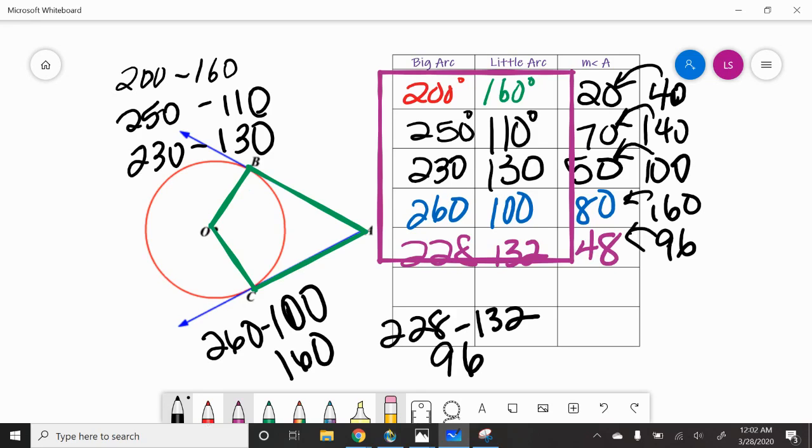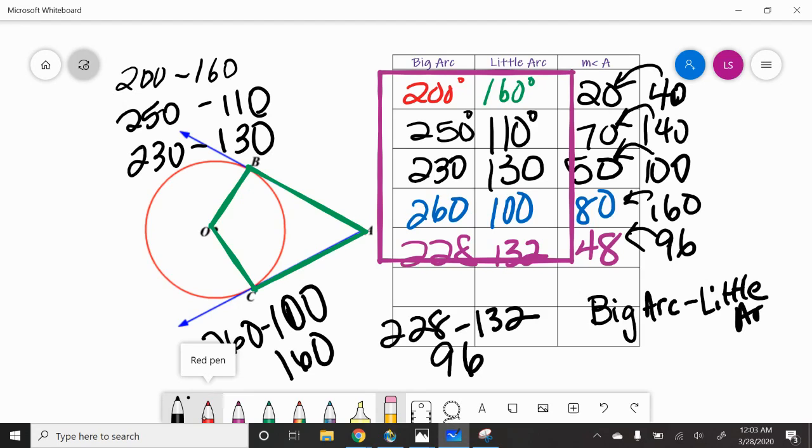Is there a pattern between what we're getting as a difference and the measure of angle A? Well, I hope you figured out that if I subtract the big arc minus the little arc, and then divide that by 2, you're going to get the measure of the angle that's on the outside.